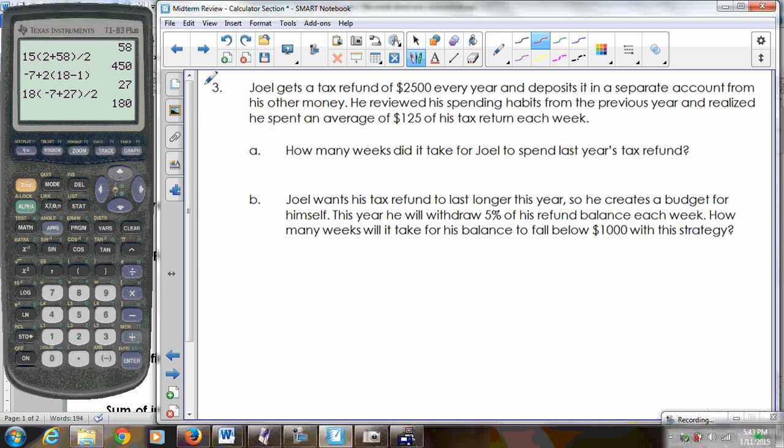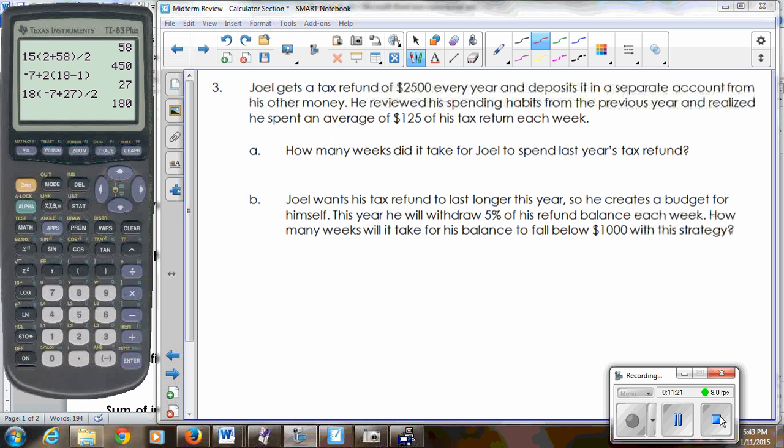Number 3. It says that Joel gets a tax refund. Okay, so for the next problem, we're told that Joel gets a tax refund of $2,500 every year, and he deposits it in a separate account from his other money. He reviewed his spending habits from the previous year and realized that he spent an average of $125 of his tax return each week. How many weeks did it take for Joel to spend last year's tax refund?